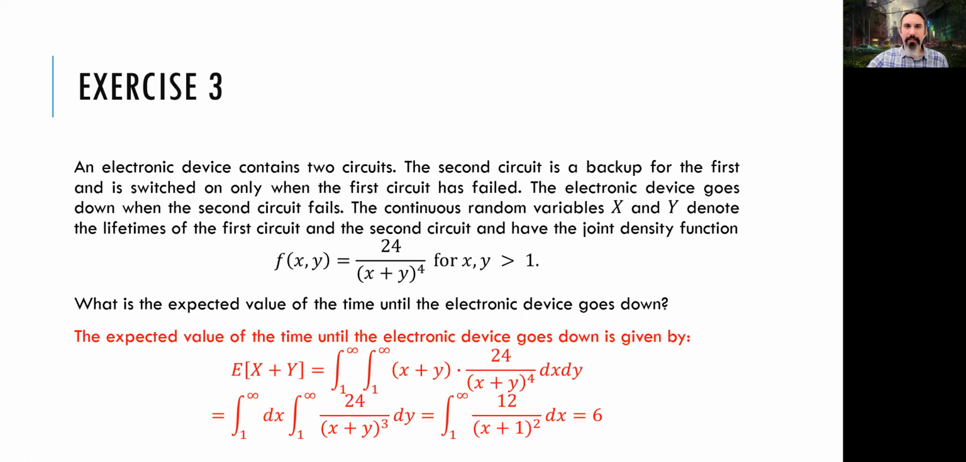So the expected lifetime of the device is just 6. It could be months or years, we don't know the unit, but still it's 6 units. The thing is, over here, all you have to do is find that you are looking for the expectation of x plus y and be able to integrate this value. That's all you need to be able to do here. That's it, and then you can find the answer very easily.